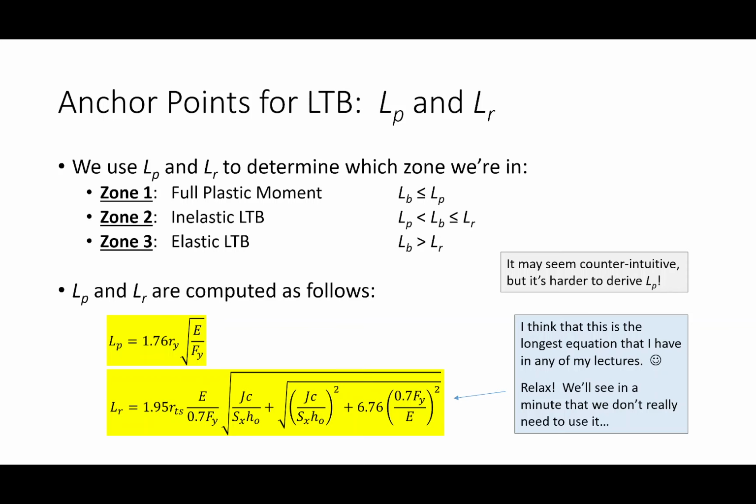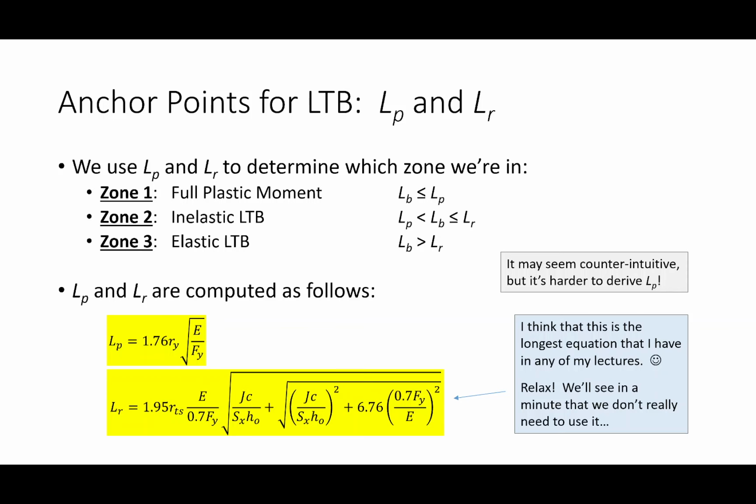What you do is you take that differential equation solution that we came up with, set it equal to the reduced yield moment, 0.7 FySx, and solve for the length. It's kind of a nasty algebra problem, but at the end of the day, this is what you get. So you could actually, in a matter of a few minutes, derive Lr. Is it fun? Well, it's alphabet soup of algebra, but you can do it.